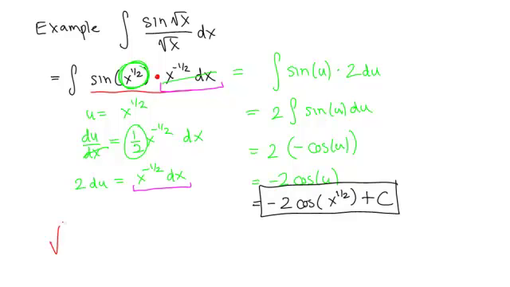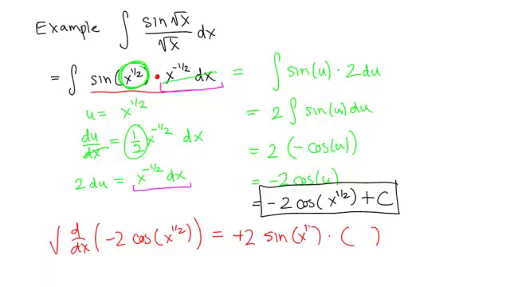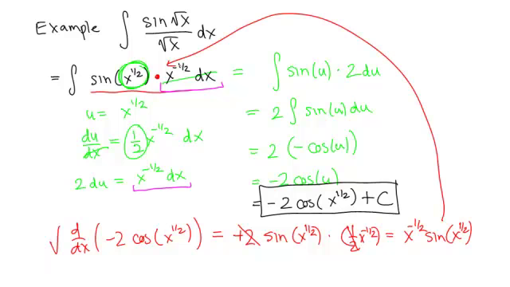And again, by way of checking our work, let's take the derivative of negative 2 times the cosine of x to the 1/2 power. So the derivative of negative 2 times the cosine of blank, well, negative 2 comes along for the ride. The derivative of cosine of blank is negative sine of blank times the derivative of blank. The blank is x to the 1/2 power. The derivative is 1/2 x to the negative 1/2. So these constants cancel, and if I bring that up to the front, we have x to the negative 1/2 times the sine of x to the 1/2 power. And that's exactly the original integral.